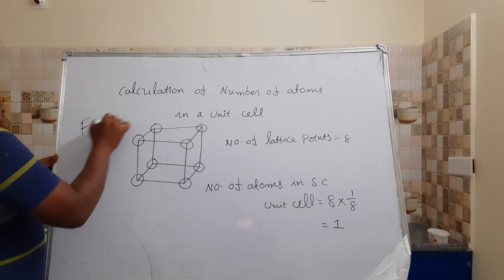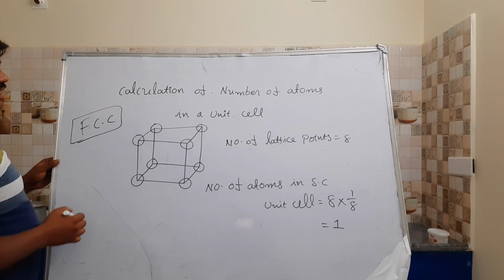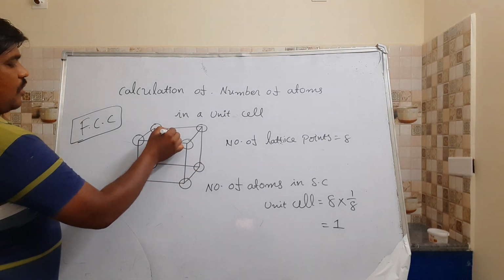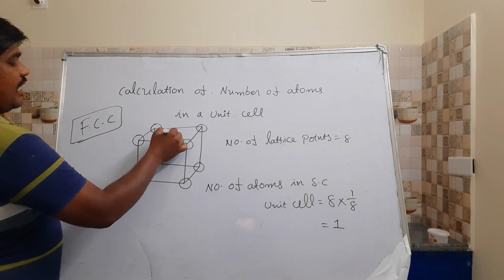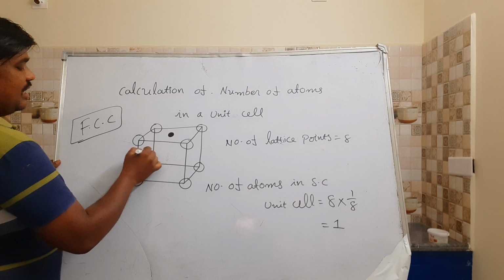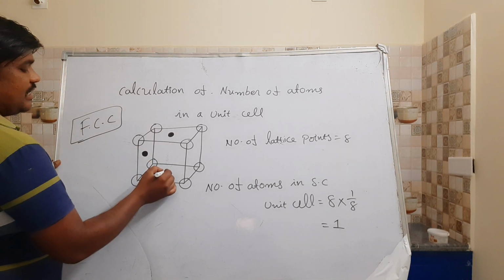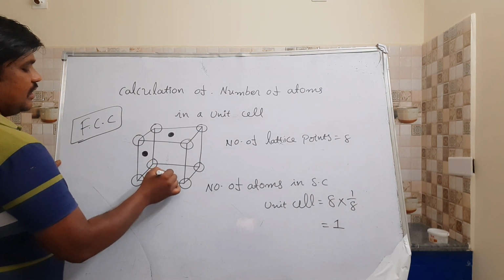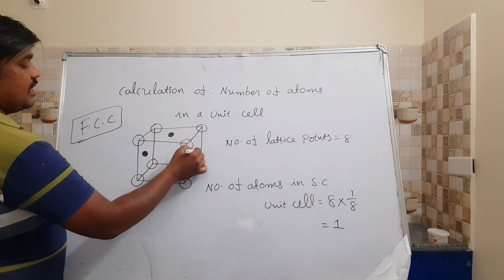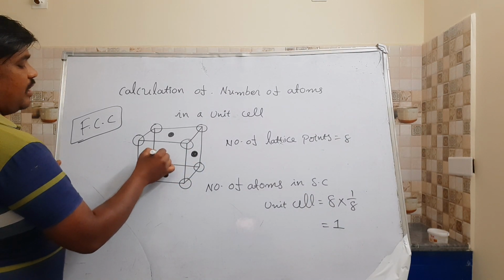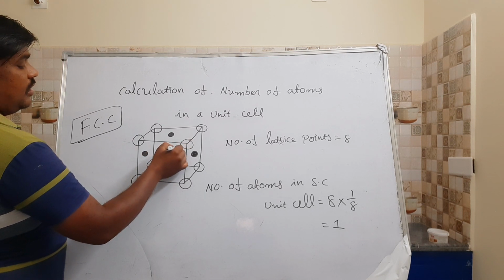FCC unit cell. FCC unit cell in the sense, along with the corners we are having lattice points at face centers like this. This is what FCC. This is the lattice point belonging to the front face. This is the lattice point belonging to the rear face, otherwise the back face.